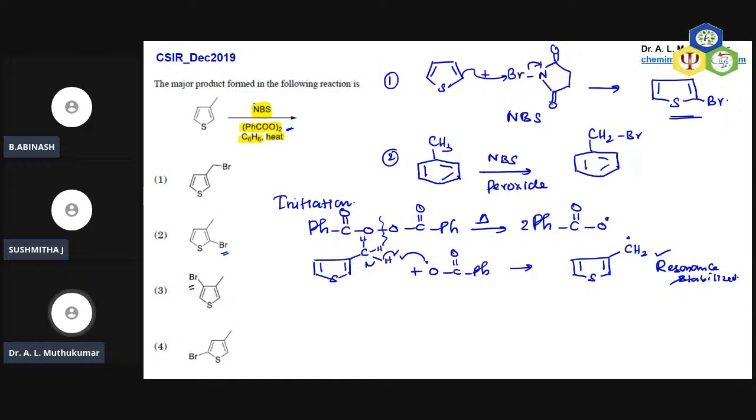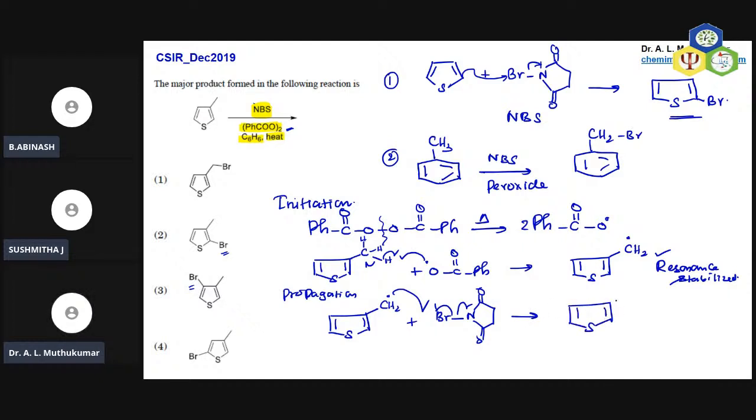Okay, so now what happens here? The next step is propagation. So what is happening here? Now this radical species will be reacting with NBS. It takes this hydrogen atom, takes this bromine radical here, and then the succinimidate radical will be formed. As a result, you will get the formation of the corresponding bromo substituted product. That means option 2 is the right answer.